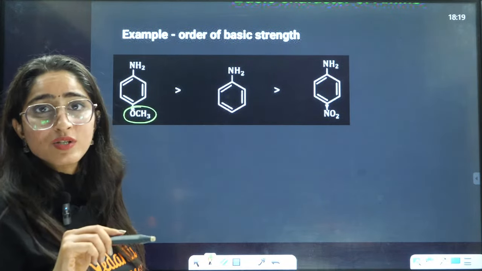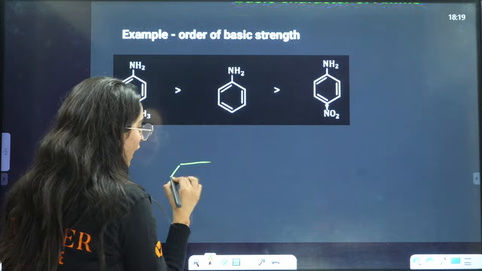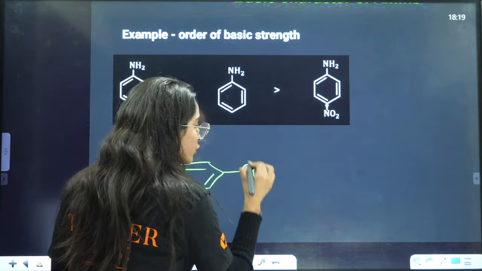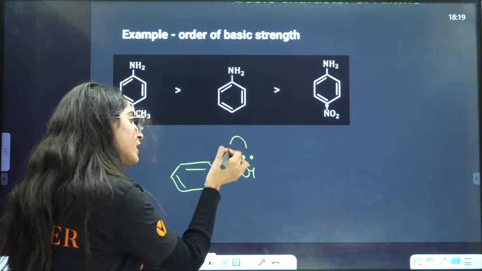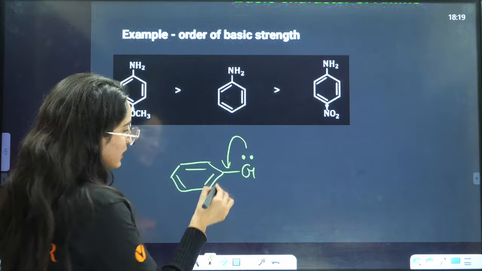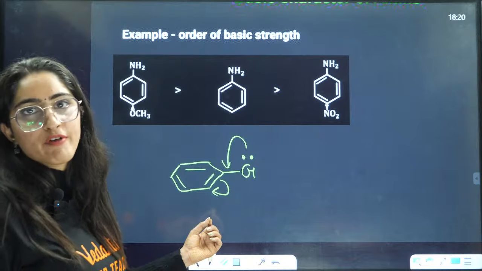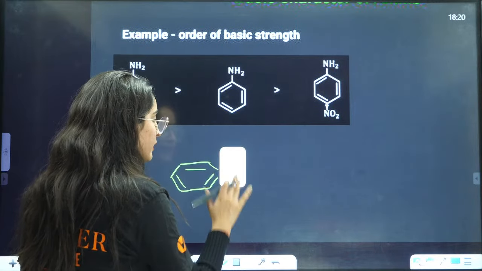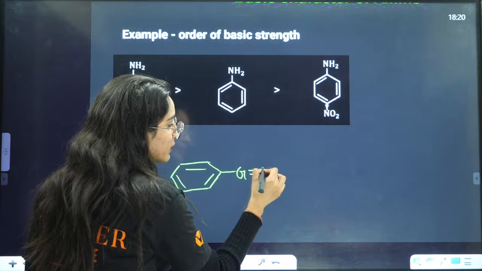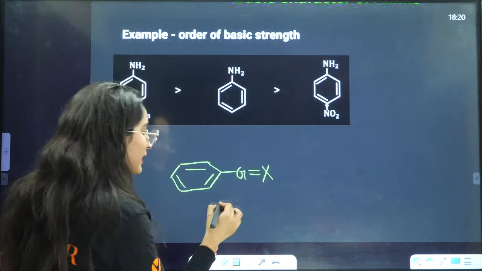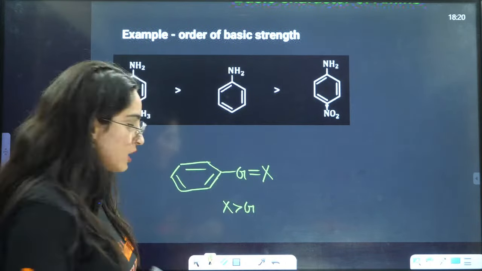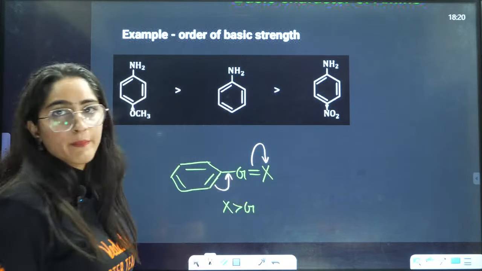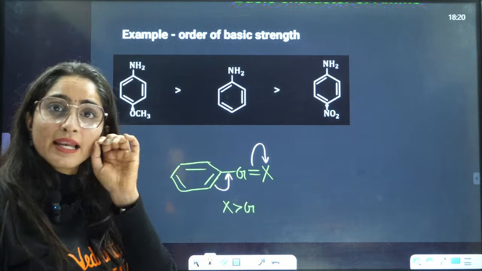Now, how come OCH3 is donating? Because I have been telling you from the first day I started teaching on this channel, that if you have a group that has lone pair of electrons, it will donate the lone pairs into the benzene ring, and hence it will show plus M effect. That means it is electron donating. But if you have a group that does not have a lone pair, but is double bonded to some element X, and X is more electronegative as compared to G, then these pi electrons will jump here. It will show minus M effect. That is why it is electron withdrawing.